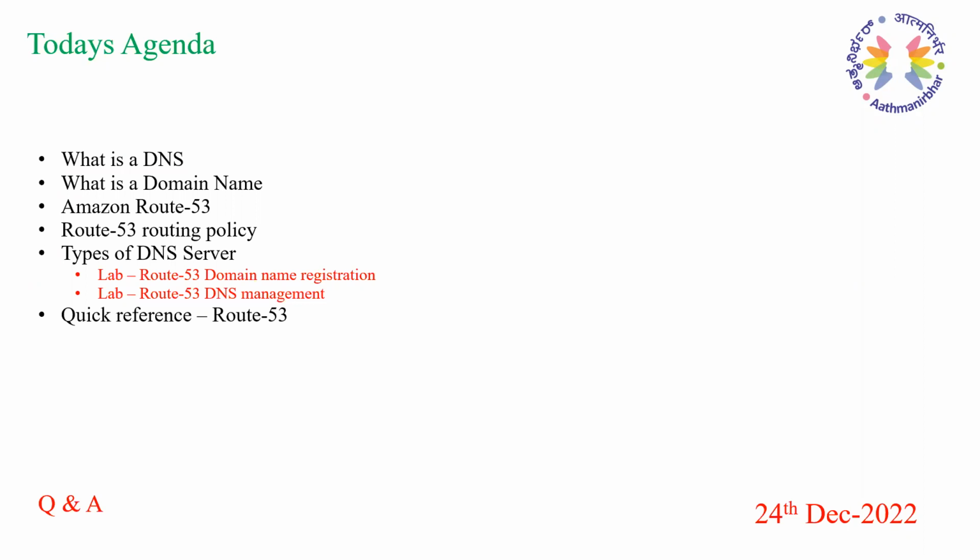In today's class, we will be covering Amazon Route 53, a domain name system in AWS Cloud. The agenda for today's class is displayed on your screen. The first topic for today is what is DNS?